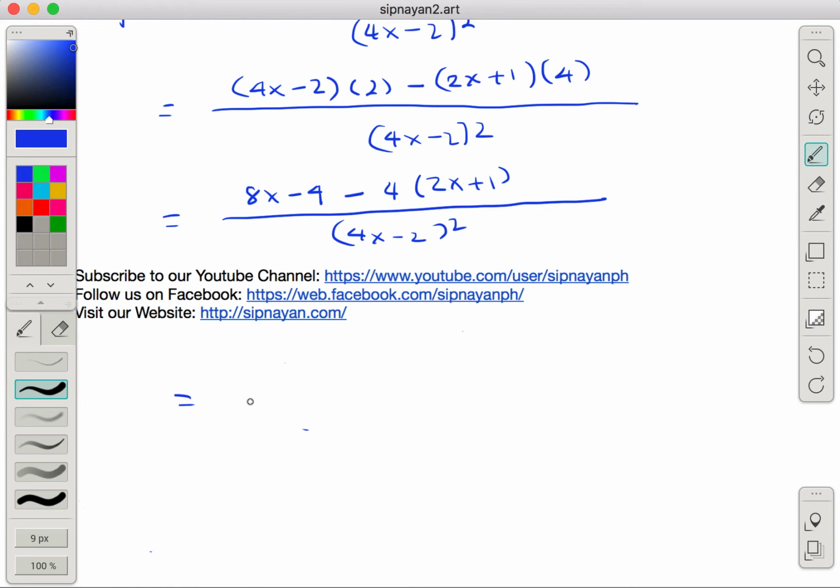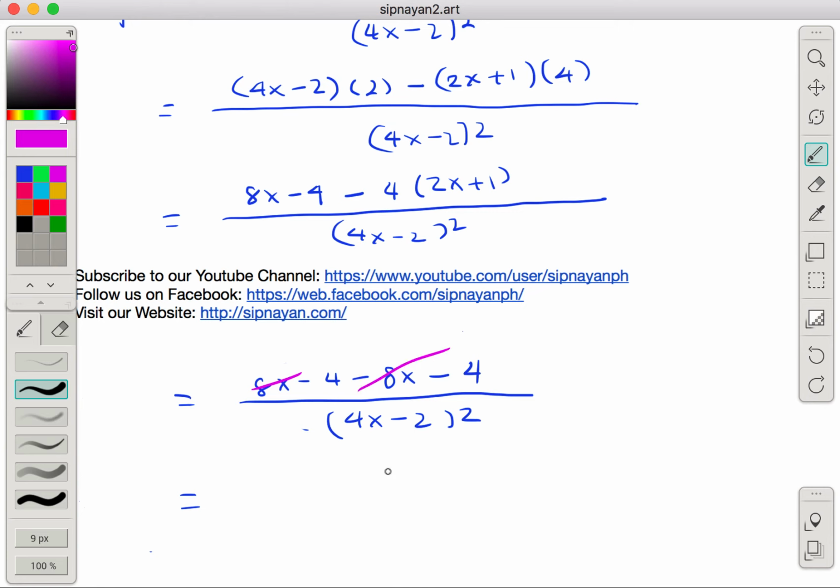Next, we have 8x minus 4. Minus, pag distribute natin yan, this is minus 8x minus 4 ulit, di ba? Over 4x minus 2 quantity squared. So, ang 8x minus 8x, magiging 0 na yan. And then, ang matitira is negative 4 minus 4, which is, anong negative 4 minus 4? This is negative 8 over 4x minus 2 quantity squared.